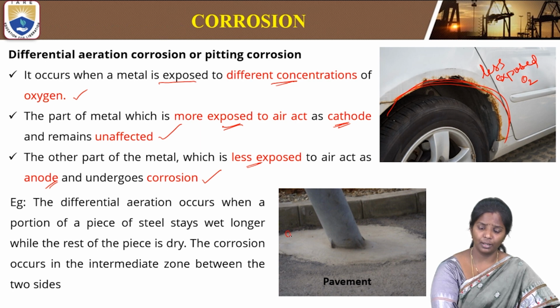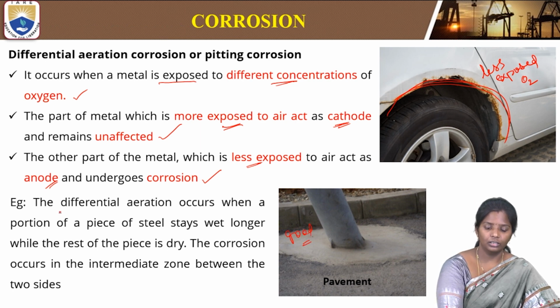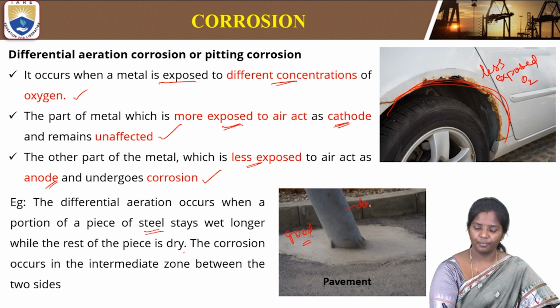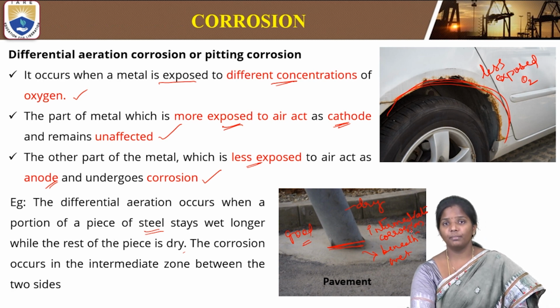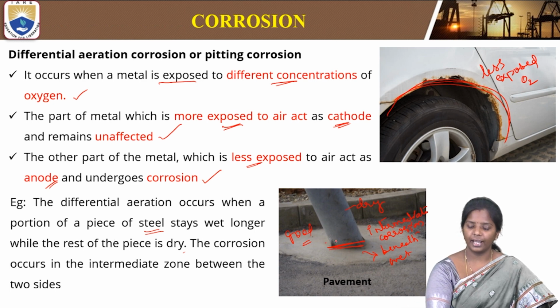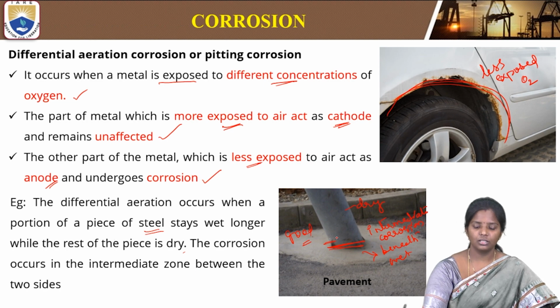The other good example is the pavement seen in this figure. The differential aeration occurs when a portion of a piece of steel stays wet longer while the rest of the piece is dry. This is dry, and beneath it is wet. So the intermediate zone will undergo corrosion. That is how at some places there is bending or breakage of the poles, or cracks at these junctions or interfaces due to corrosion.